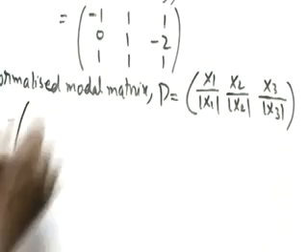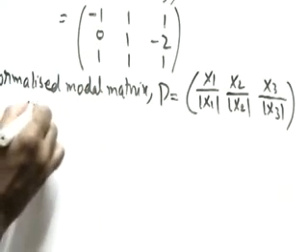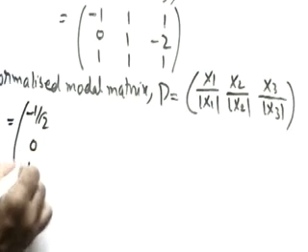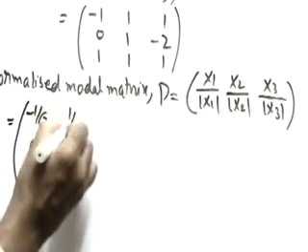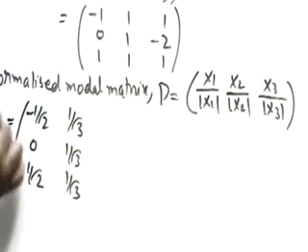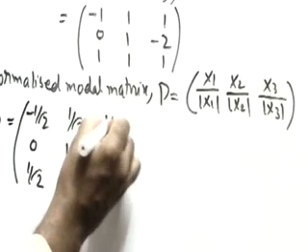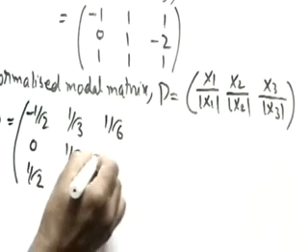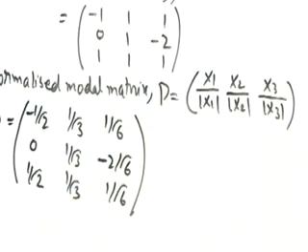So let us divide x1 by mod x1. We have to divide by mod x1: minus 1 by root 2, 0 by any number is 0, 1 by root 2. Now for this we have to divide by root 3: 1 by root 3, 1 by root 3, 1 by root 3. This is the value of P. Now next one is 1 by root 6, minus 2 by root 6, 1 by root 6. So this is the normalized model matrix.